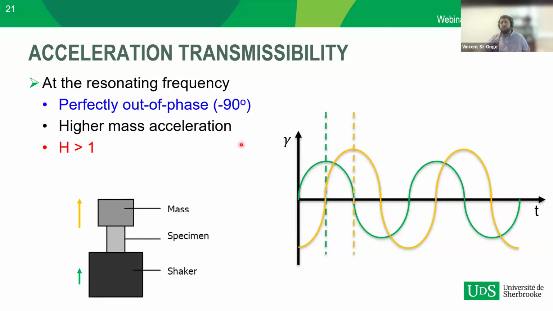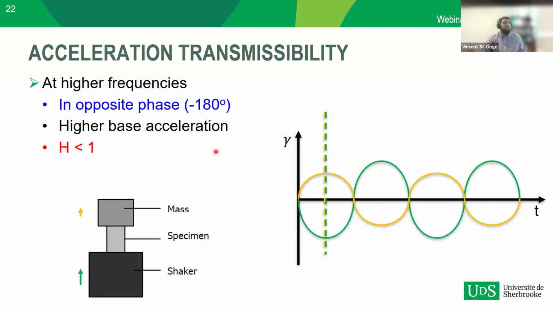That means that the H function will also be higher than 1. And as we keep increasing the frequency, the two curves will shift further apart. And then the amplitude of the accelerometer on top of the mass will actually be lower than the one from the shaker. And at some point, we'll reach a point where they are perfectly in opposite phase, minus 180 degrees, with an H function that is below 1.